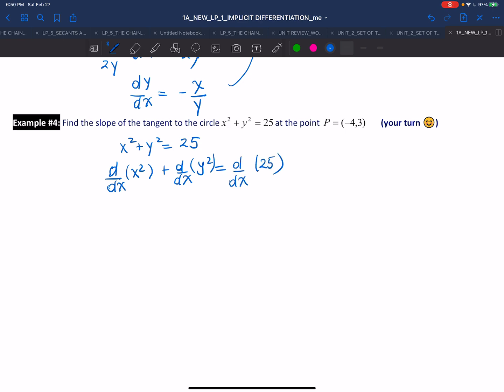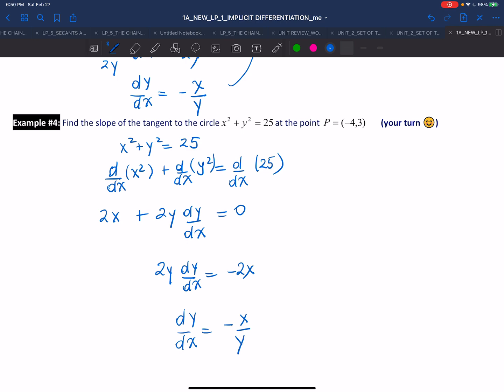So that would be 2x plus 2y dy dx equals 0. 2y dy dx equals negative 2x, which will make dy dx equal to negative x over y. Now you've probably already noticed that when it comes to the equation of a circle, the slope of the tangent is found the same way. If you think about it, the reason why we get the same relationship for the slope of the tangent at any point is because this is a very symmetrical shape.